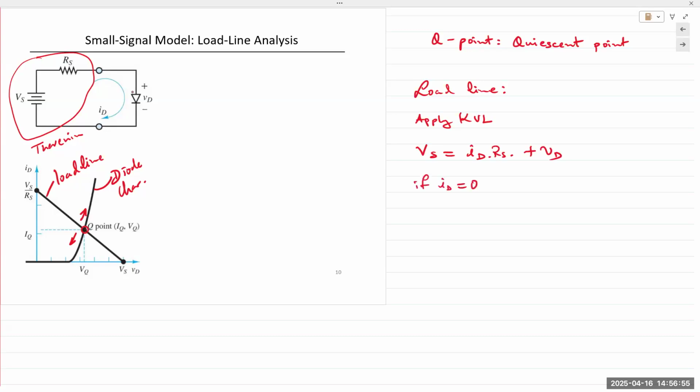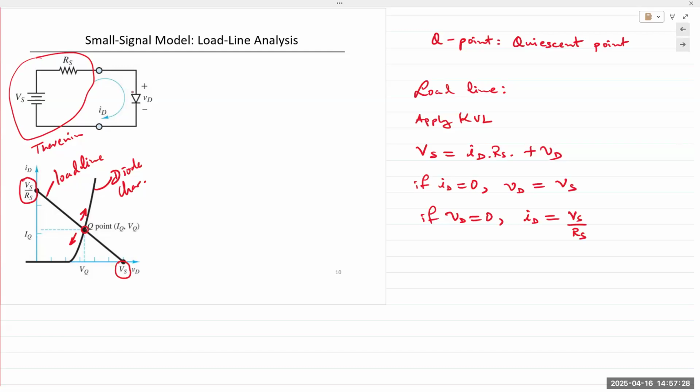if ID is equal to 0, we can find VD is equal to Vs. And if VD is equal to 0, we can find ID is equal to Vs over Rs. And those are the 2 points right here. Once you have those 2 points, you join them, and you have the load line. The intersection of the load line and the diode characteristic is the solution to that circuit.